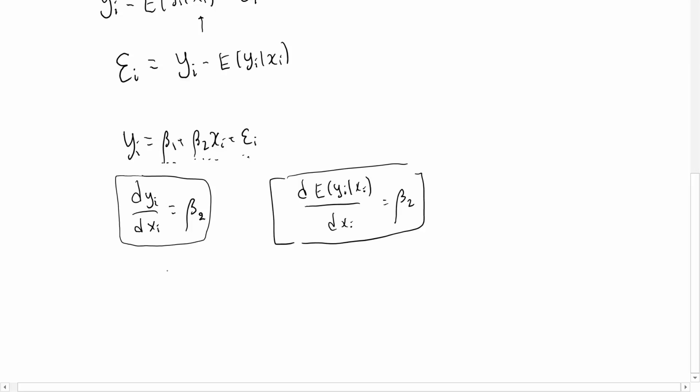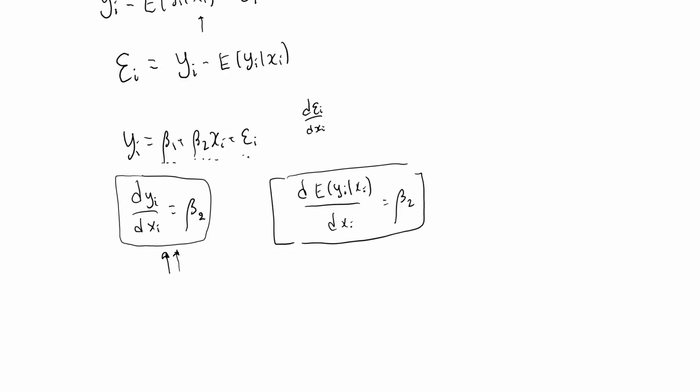There are actually many reasons to avoid this kind of notation. First of all, this derivative of the error term with respect to xi is just not really a well-defined concept. It's hard to say what we mean by the derivative of an error term with respect to an explanatory variable. Second, it's also an interpretation question here, because with this interpretation, what we're saying is that beta 2 is the actual increase in yi when xi increases by 1 unit, which isn't quite correct.